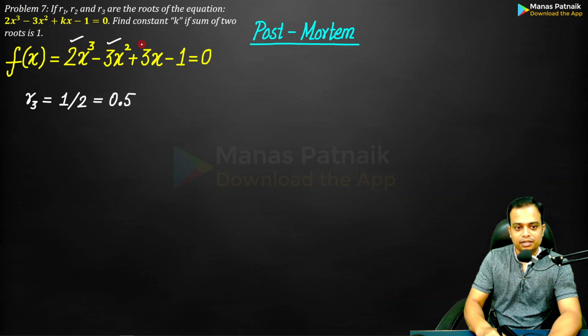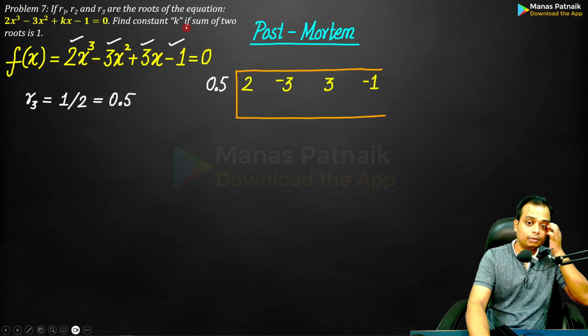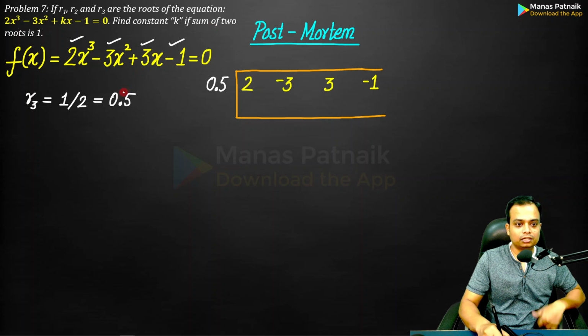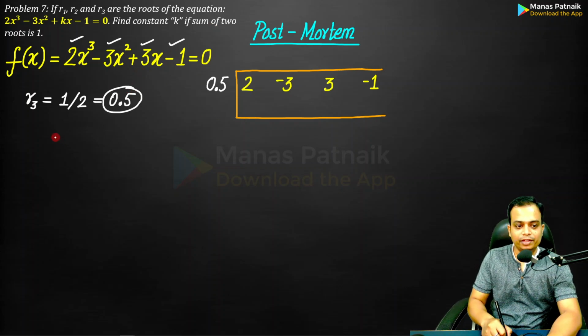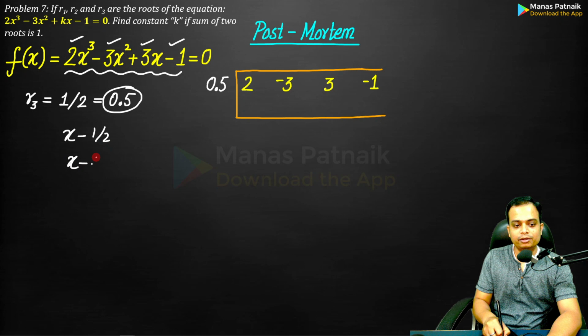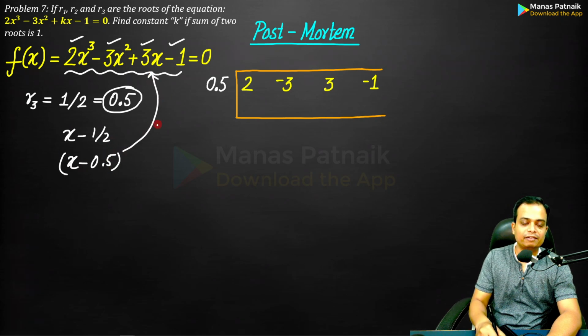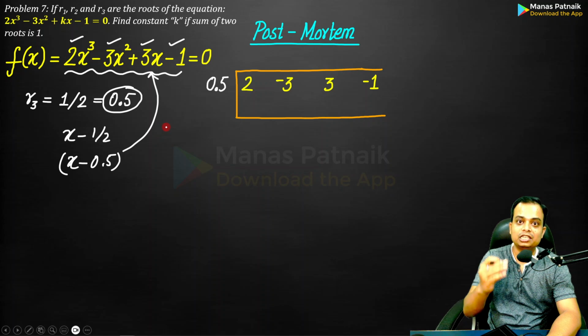2 minus 3 plus 3 and minus 1. Let me write it like this. What is the root, sir? The root happens to be 0.5. Okay, so what we are basically doing is we are dividing this by x minus 1 by 2. When I say x minus 1 by 2, you can also write it as x minus 0.5. So this is going to, sir, perfectly divide or exactly divide, leaving remainder is equal to 0. Is that true? Yes, it is.